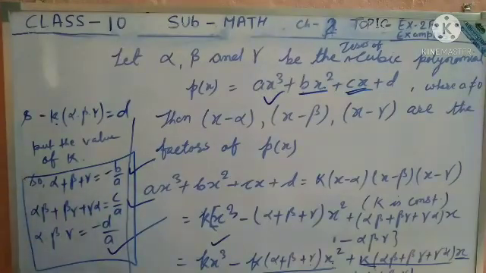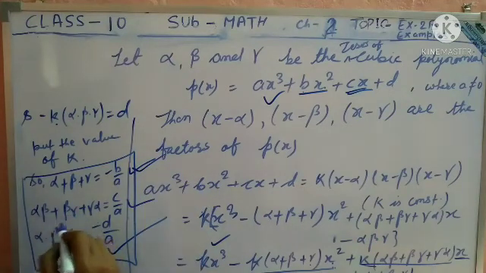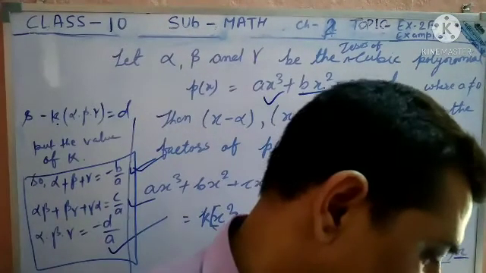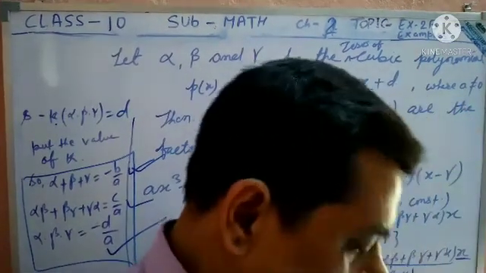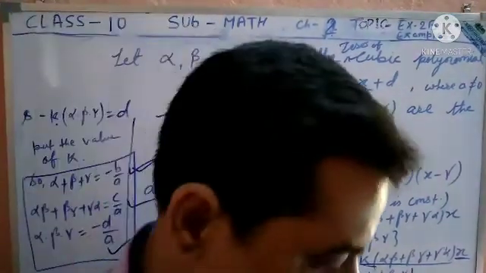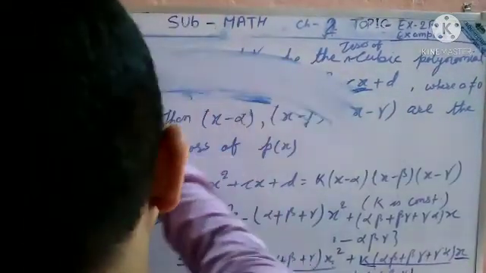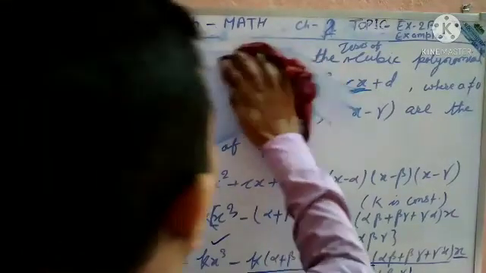Example: alpha plus beta plus gamma is equal to minus b by a, alpha into beta plus beta into gamma plus gamma into alpha is equal to c by a, alpha into beta into gamma is equal to minus d by a. These terms to put and solve the equation. Now let us take one example of these terms.